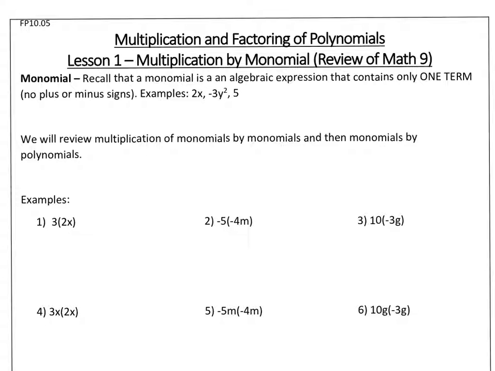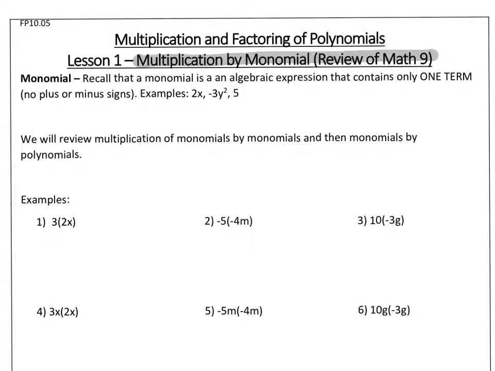All right, here we are in outcome 10.05. It is multiplication and factoring of polynomials. So we need to start by just reviewing some things that you did in Math 9, and we're going to look at just multiplication by a monomial.